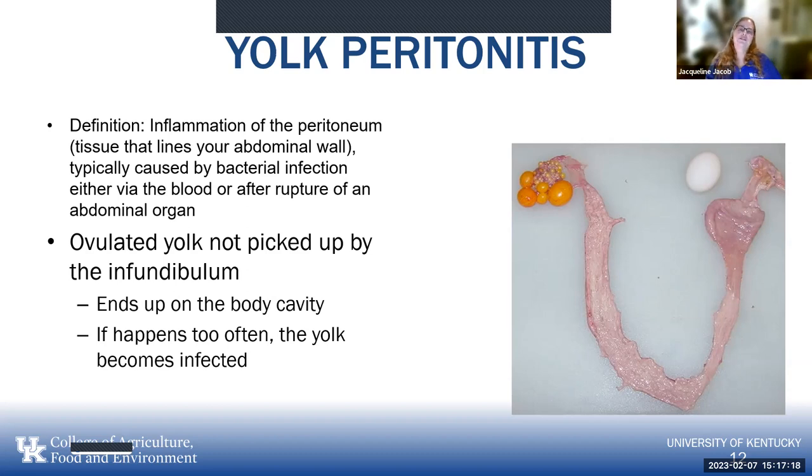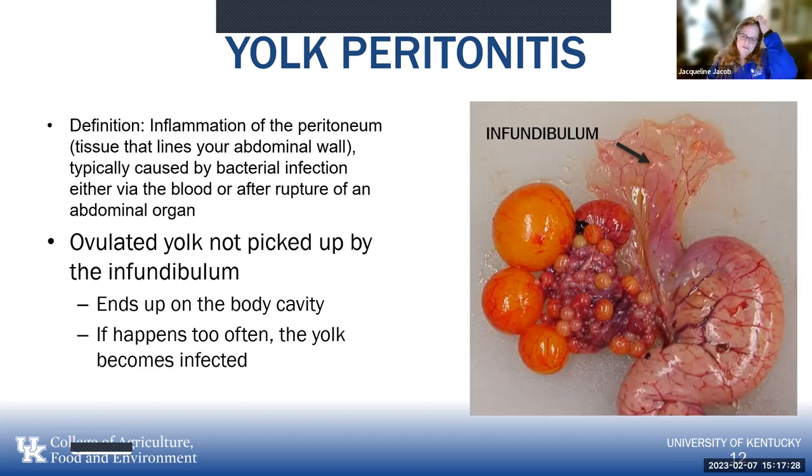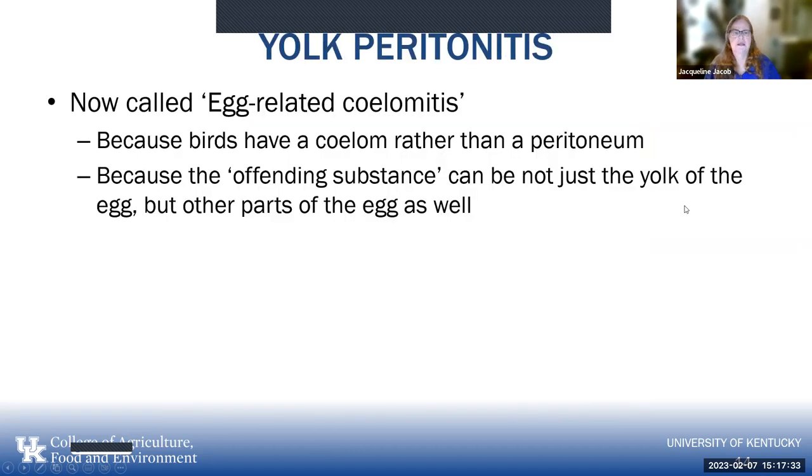More recently, we do not call it egg peritonitis because they have found new things about the problem. Okay, so we now call it egg-related coelomitis. They always want to make it more complicated to say. It's because birds do not have a peritoneum, they have a coelom. They do not have a body cavity per se, they have a coelomic cavity.